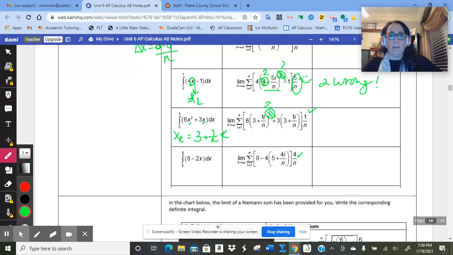That part's right. My x sub k would be where I started, plus 4 over n times the k. I plug that into my x. 8 minus 2, no, they put a 4, so that should have been a 2. And then I plug in my 5 plus 4, and then the rest looks good. Okay? All right.